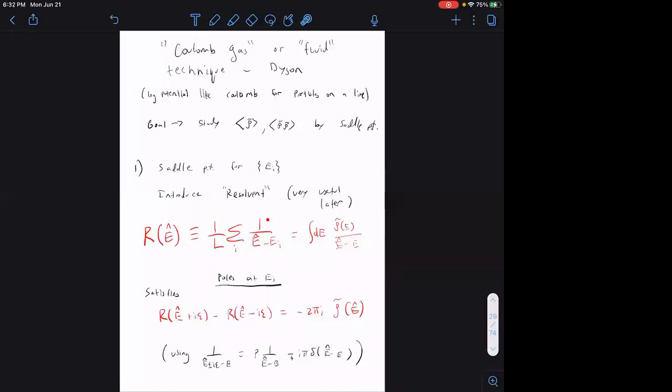Because of these poles, we can extract this rho of E, which is the delta function at each energy, by taking the discontinuity of the resolvent across the real axis. Or here we use this formula that 1 over E plus i epsilon is like a principal part plus a delta function.